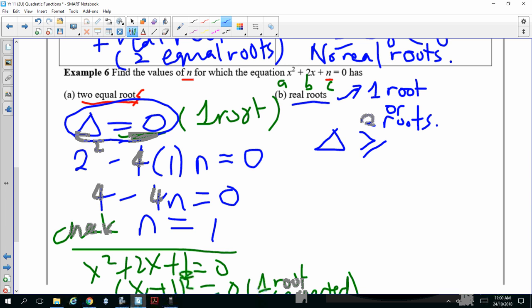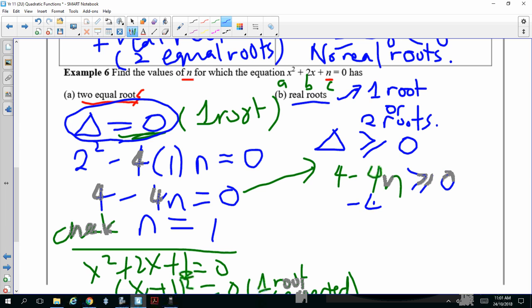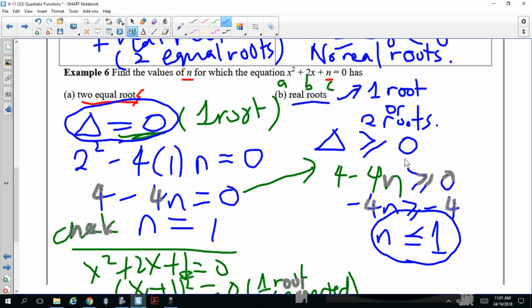So you do the same thing. You can just copy and paste this, 4 minus 4n, but this time it's an inequality. So solve bigger than or equal to 0. Negative 4n is bigger than or equal to negative 4. n is less than or equal to 1. So when it's less than or equal to 1, you have 1 root or 2 roots. Of course, 1 root is when n is 1. Anything less than 1 will have 2 roots.